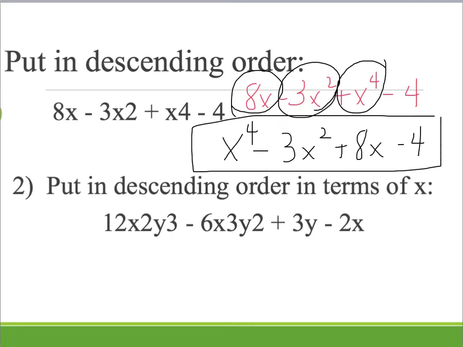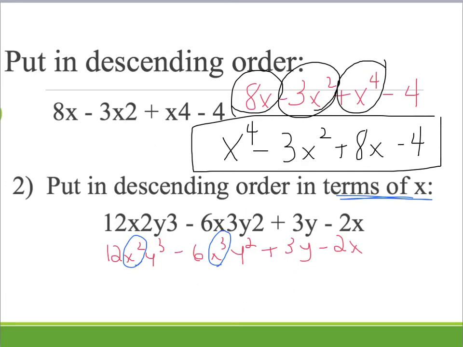The next one is a little bit trickier. It says put these in descending order in terms of x. So we're only looking at x here. Let me rewrite them first: 12x squared y to the third, minus 6x to the third y squared, minus 2x. Here I'm only looking at the x, so here, here, and here.